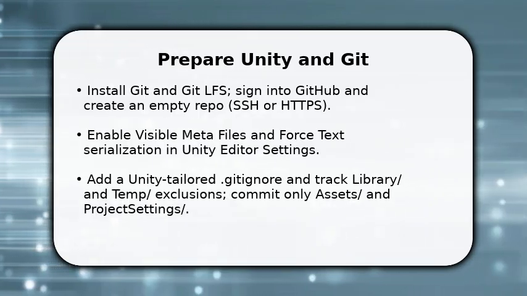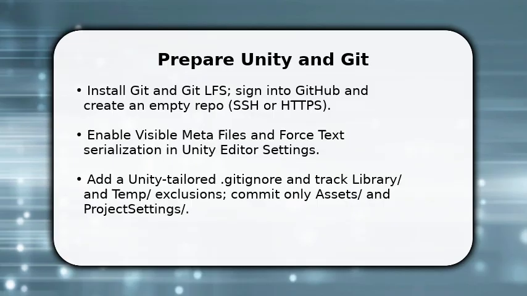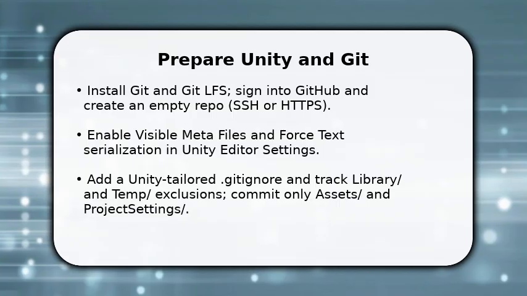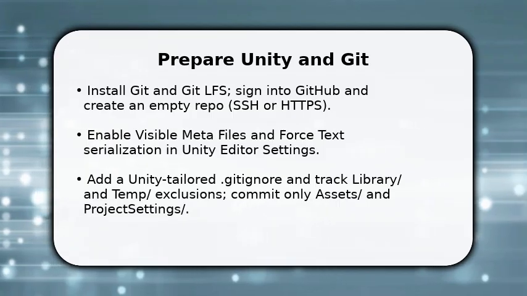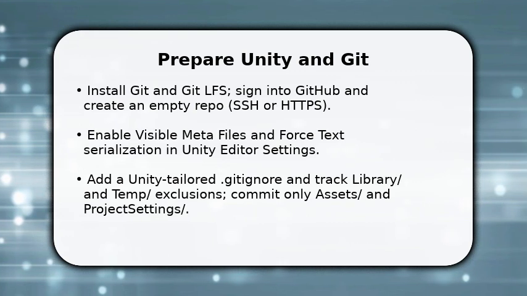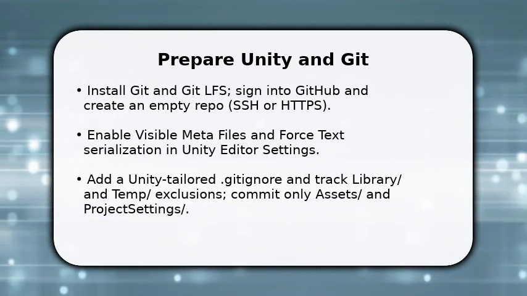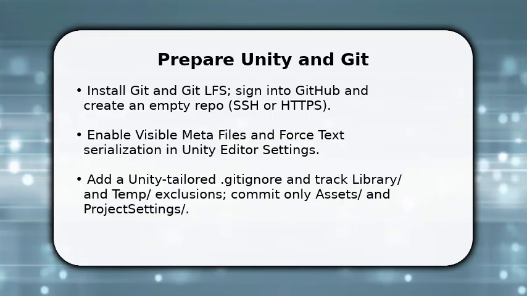In Unity, enable visible meta files and set asset serialization to force text so merges work. Next, add a Unity-specific Git ignore that excludes Library and Temp, and ensure you only plan to commit Assets and ProjectSettings. Now, initialize the local repo to continue.